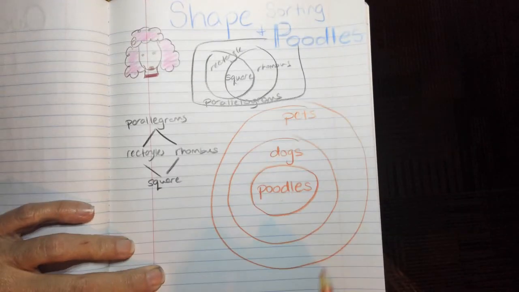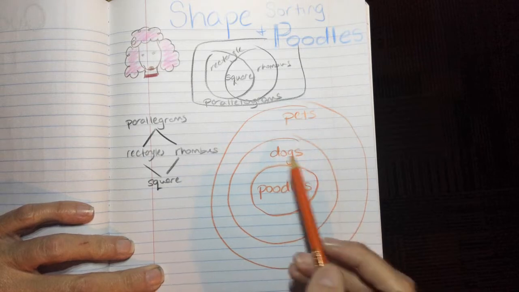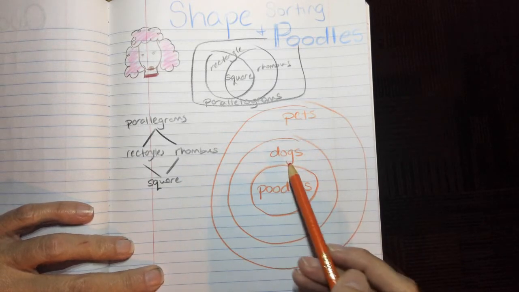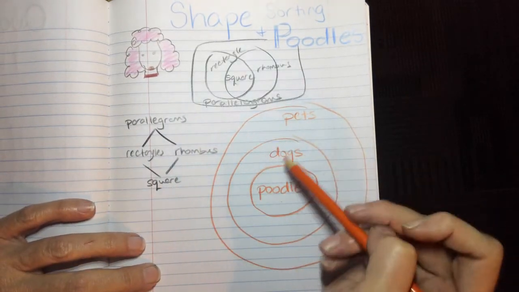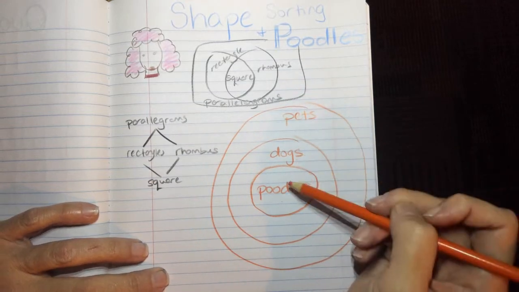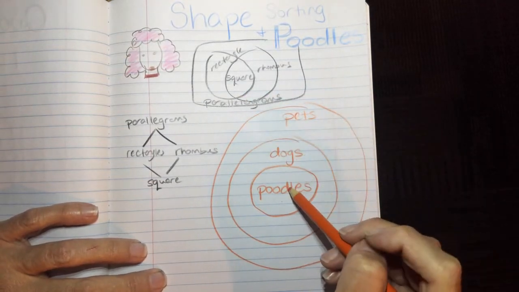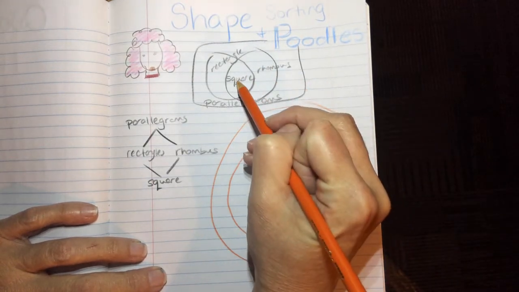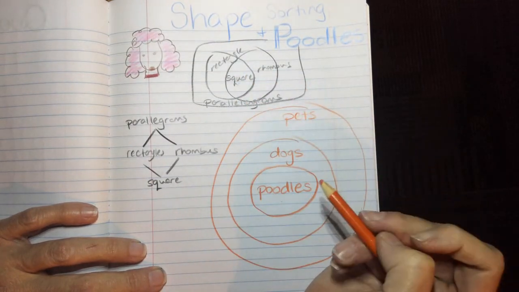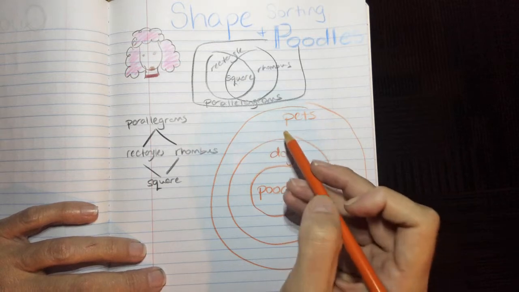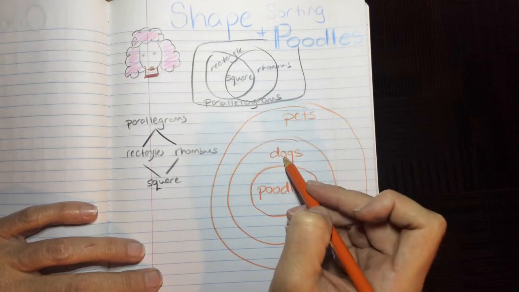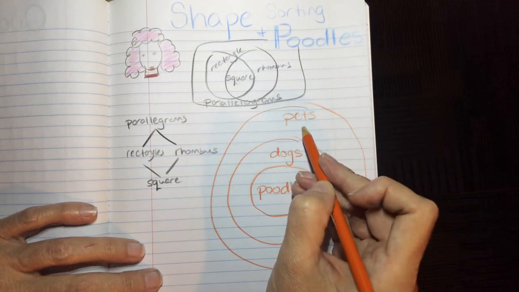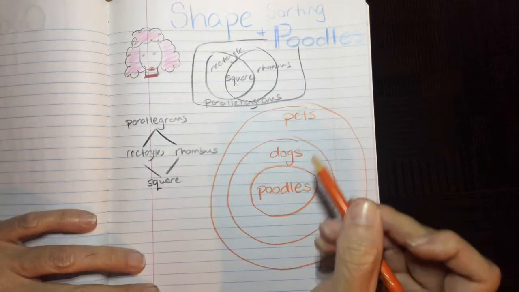Okay. So I can make a bigger circle outside, and I can say pets. Okay. And I am aware that not all dogs are pets, but just go with it. Okay. So, are poodles a kind of pet? Sure. So is a square a kind of parallelogram? Yes. Okay. But are all pets dogs? Are all dogs pets? Well, yes, in my example they are.